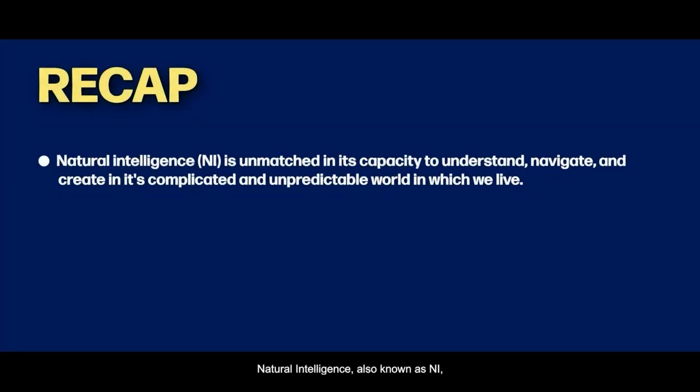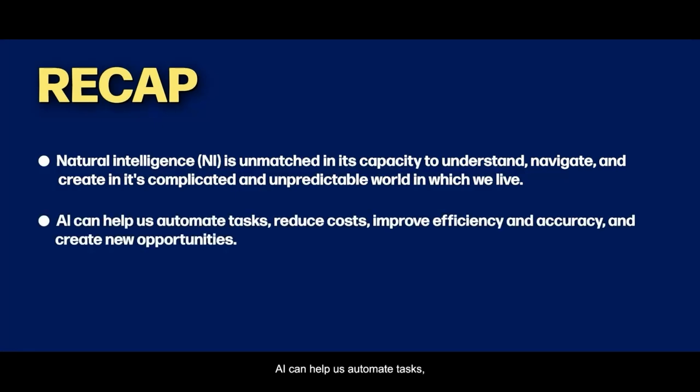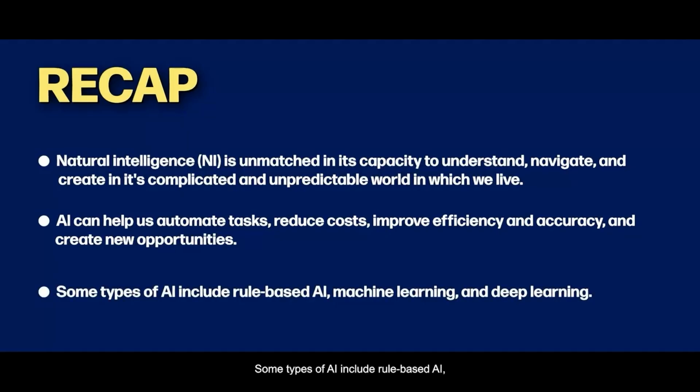Natural intelligence, also known as NI, is unmatched in its capacity to understand, navigate, and create in the complicated and unpredictable world in which we live. AI can help us automate tasks, reduce costs, improve efficiency and accuracy, and create new opportunities. Some types of AI include rule-based AI, machine learning, and deep learning.